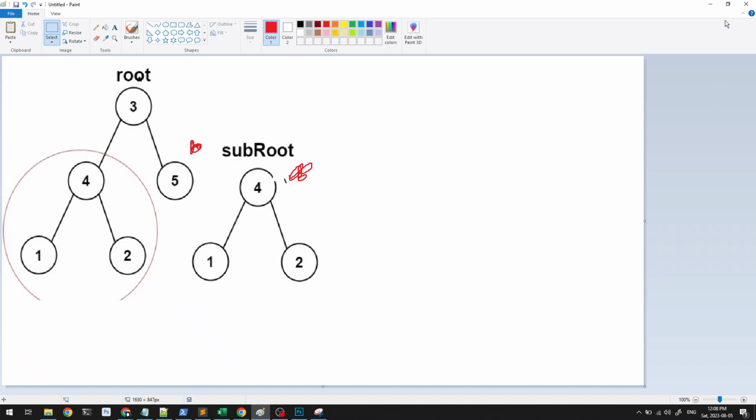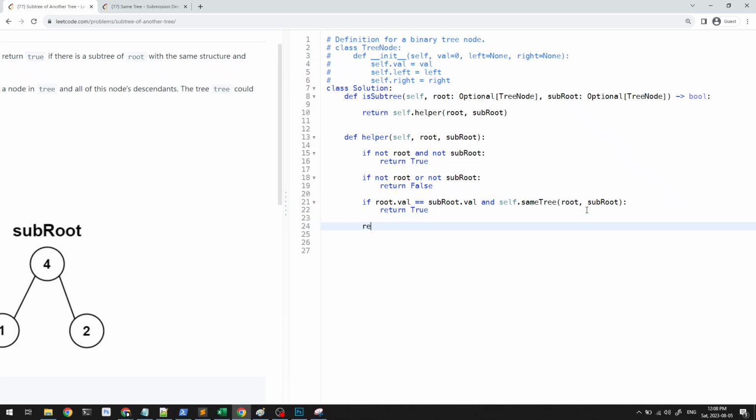So we can go ahead and do a recursive call here. So we can do return self.helper. Here we will look at the left-hand side of root, and maybe that somehow embeds subroot, or maybe the right-hand side embeds subroot somehow. And so that's what we have here. So this is our helper function. The only thing we need to do now is code our subtree.